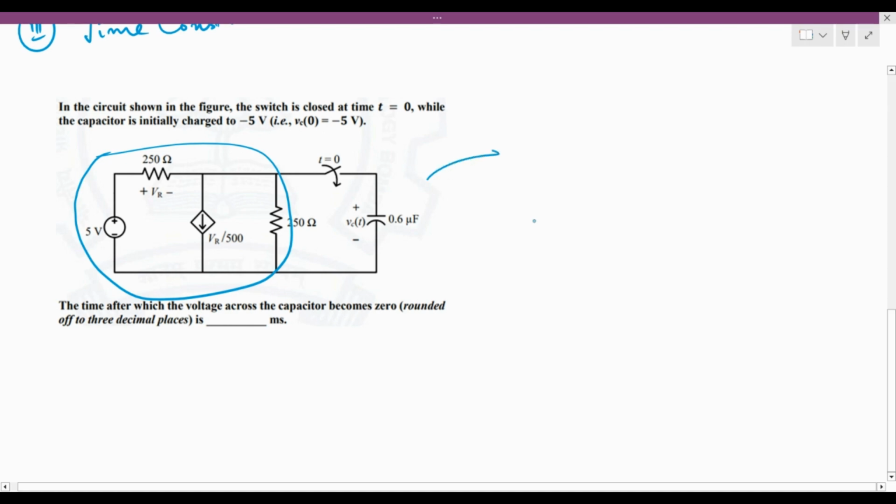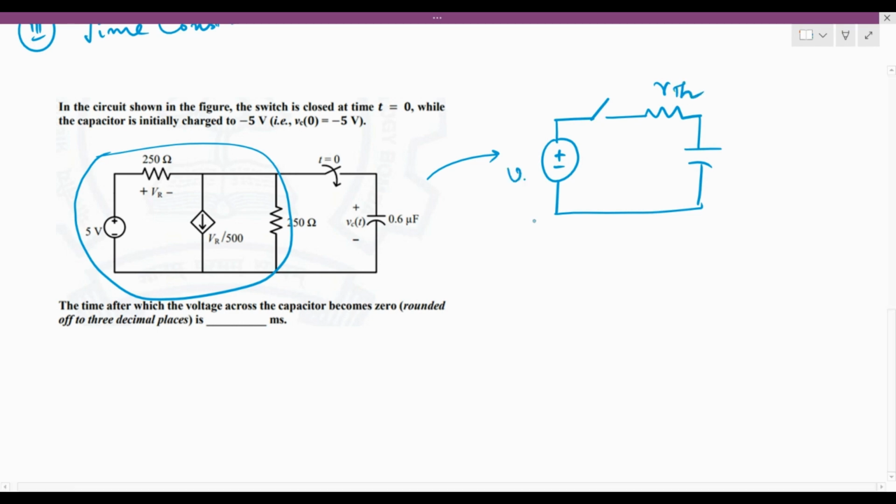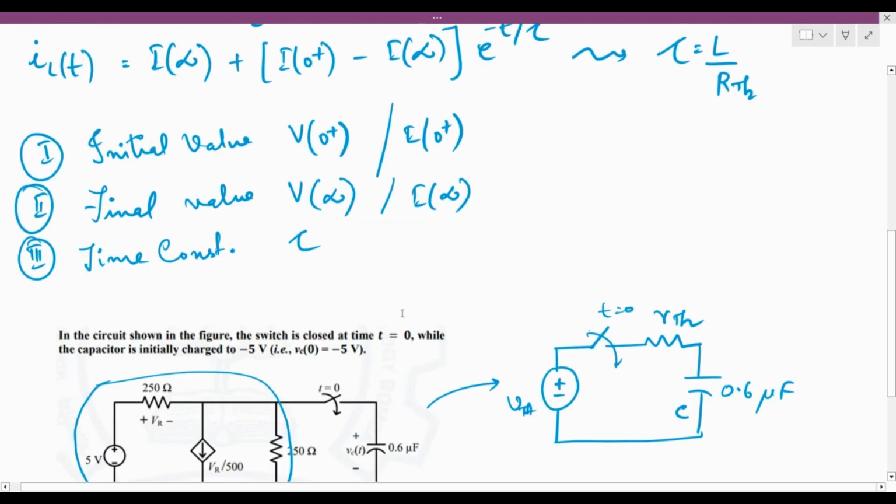So we now need to boil it down to something like this and connect it to the capacitor. Here this would be R TH, this would be V TH, and this will be the capacitor, 0.6 microfarads, where this is the switch, which is closed at t equal to 0. So this is what we need to bring it down to. The question says that initially the capacitor is charged to minus 5 volts, that is VC0 is equal to minus 5 volts, right? So now let's find out these three parameters which we just discussed.